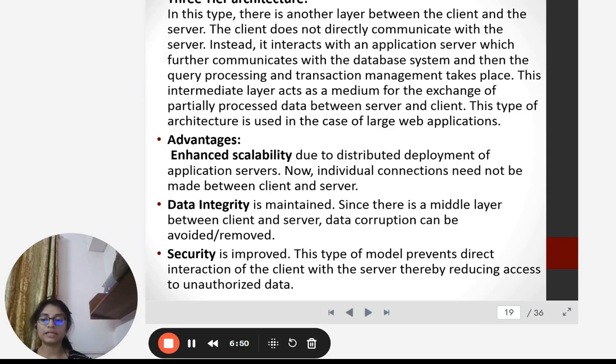So if you have a middle layer, instead of making a direct request to any endpoint, if you have your own server, then it would facilitate more security in data integrity, as it would reduce access to unauthorized data.